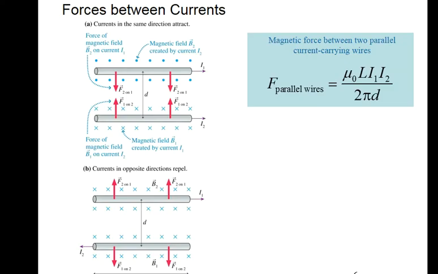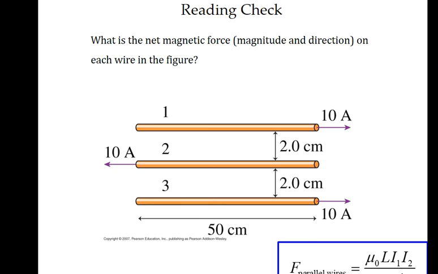Okay, so let's take a look here at a reading check question. Let's imagine that there are 3 wires. Can you compute the magnetic force magnitude and direction on each wire in this figure? Well, I'm going to actually copy this picture down onto my paper, and then we'll take a look at it together. So force is equal to mu naught L times I1, I2 over 2 pi d.